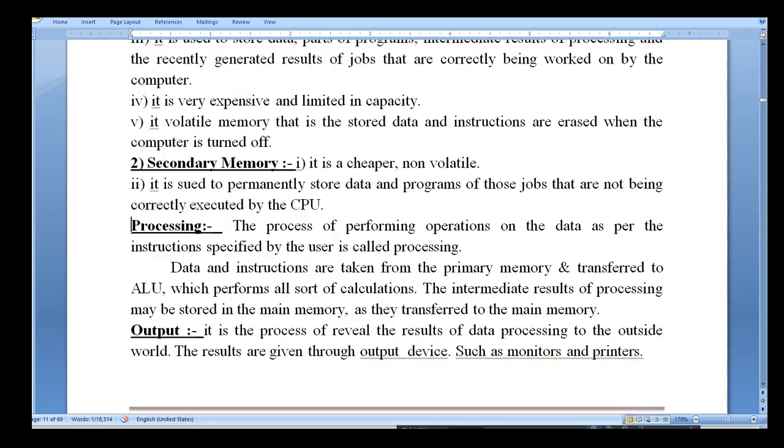So next, processing. Processing is the process of performing operations on data as per the instructions specified by the user. The data and the instructions are taken from the primary memory and then transferred to the ALU, which performs all sorts of calculations. The intermediate results are also used for processing, the result is stored in main memory, and then transferred to the output unit.